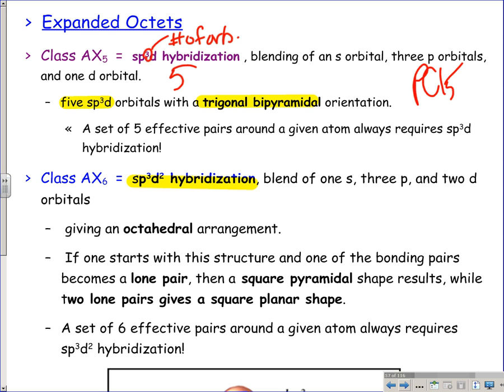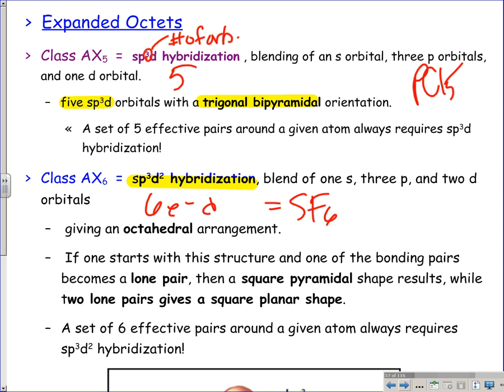sp3d2, 6 electron domains. Give me an example. SF6, yeah. So you've done all this before. Now all you're doing is telling me what the hybridization is for the central atom based on the number of electron domains it contains.